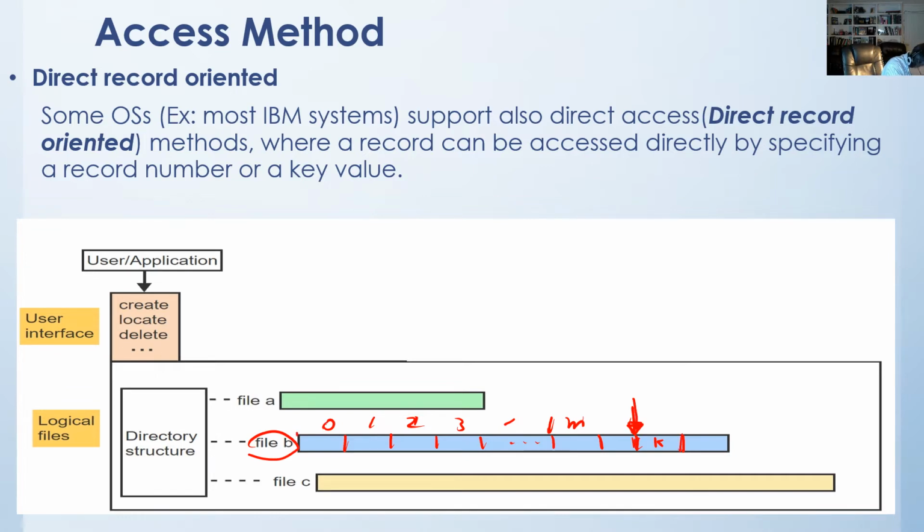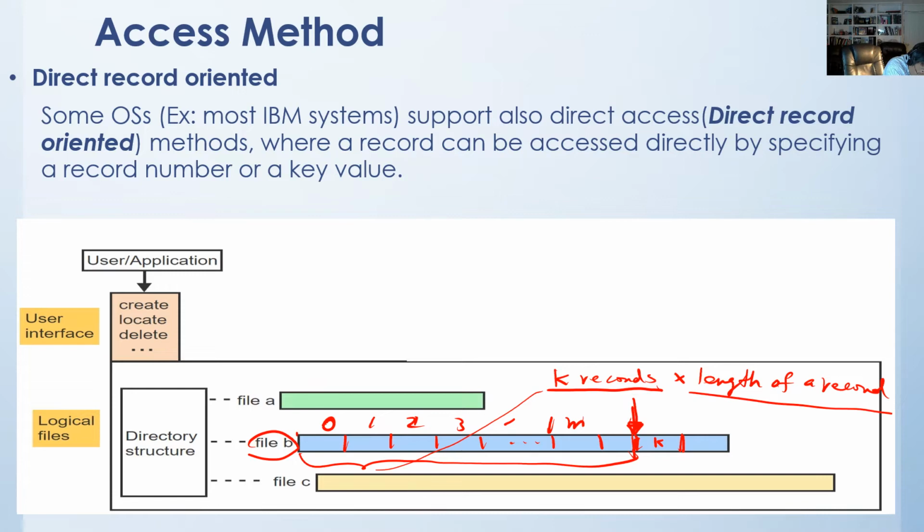You start from record 0, right? So to calculate this position, you find out there's a total of K records. Each record has a length, so the K records times the length of a record just gives you the starting point of this particular record K. So you can use direct access for the fixed length files.